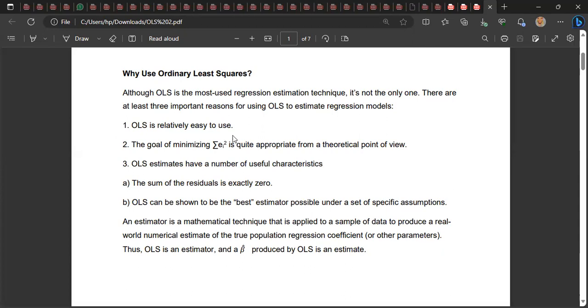Why? Number one, it's very easy to use. Number two, the goal of minimizing this here is your residual, right? So this is your sum of residuals squared.